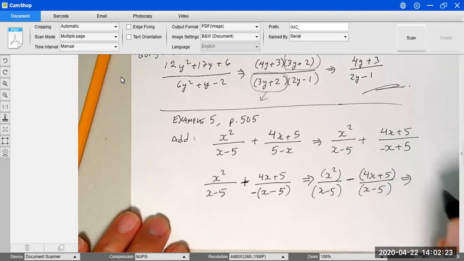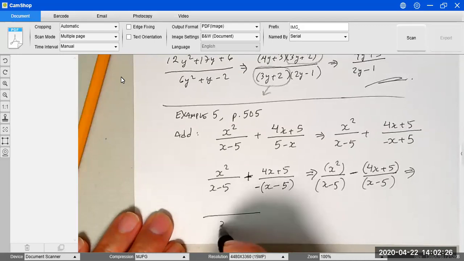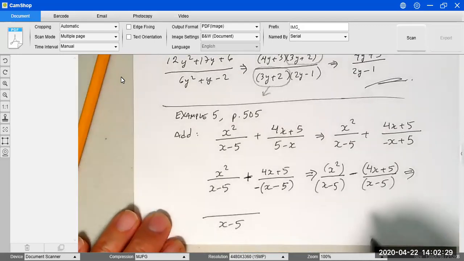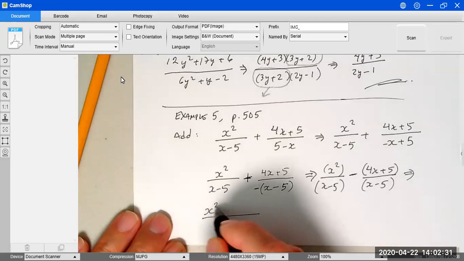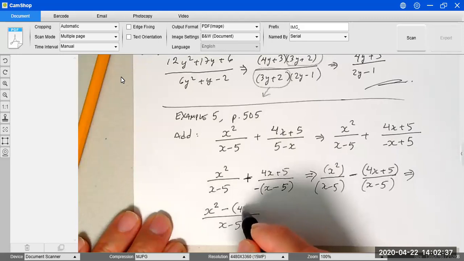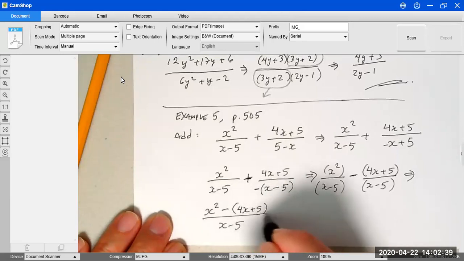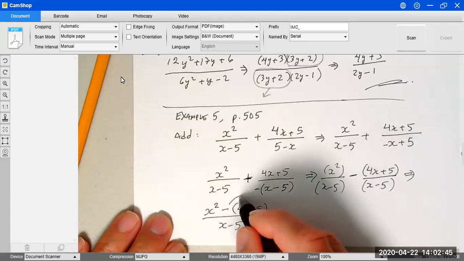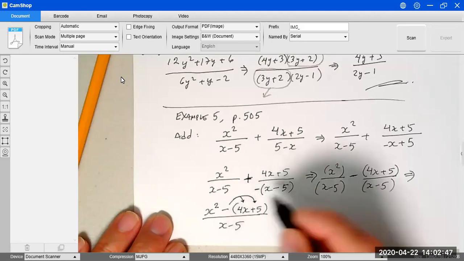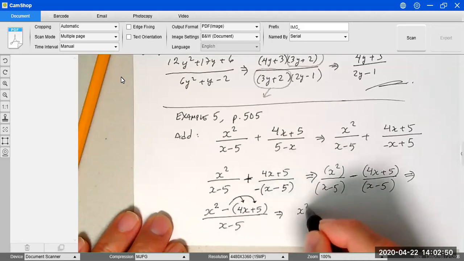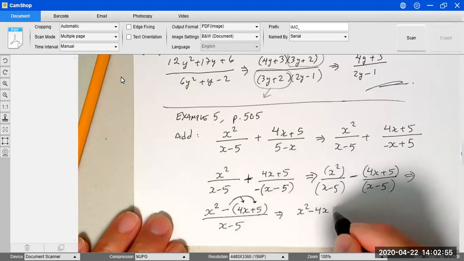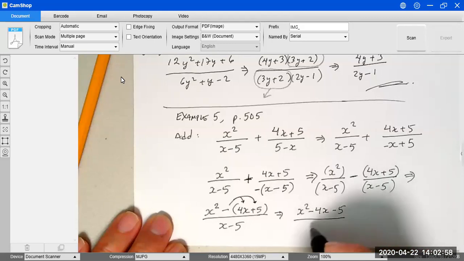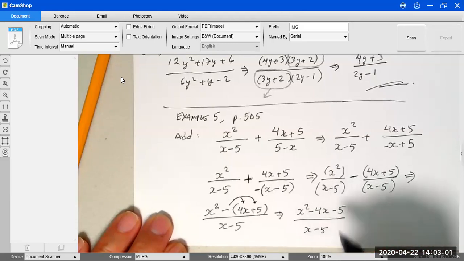So you're going to get the common denominator is x minus 5. The numerator is going to be the first numerator minus the second numerator. And then we're going to apply the distributive property. We could apply the distributive property here, but I'm going to do it now in here. So I'm going to get x squared, then negative 4x, then negative 5 over x minus 5.